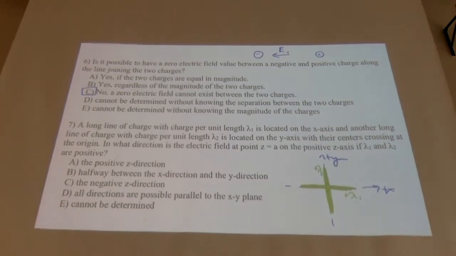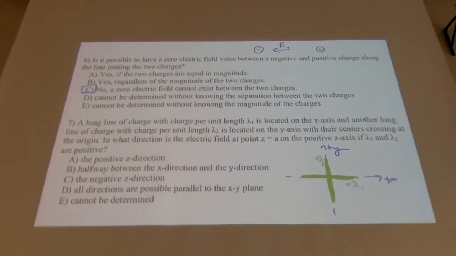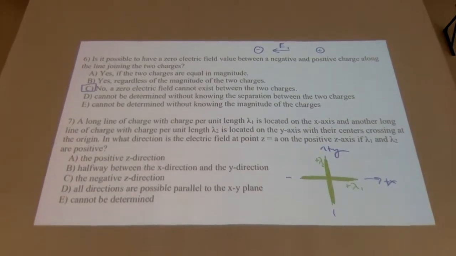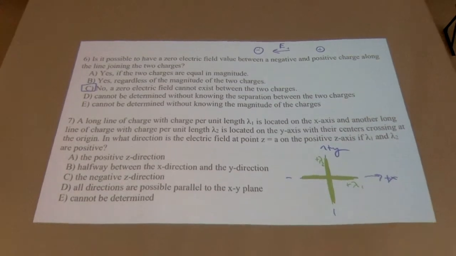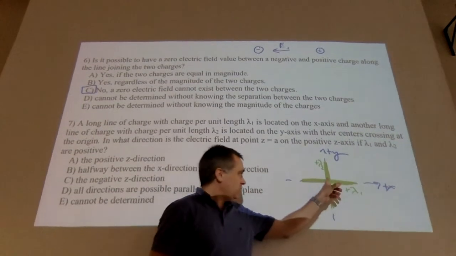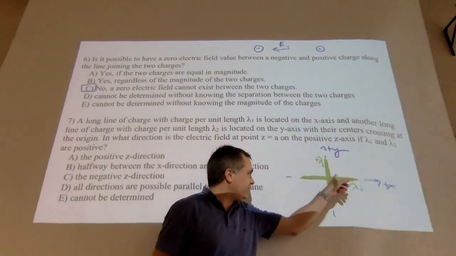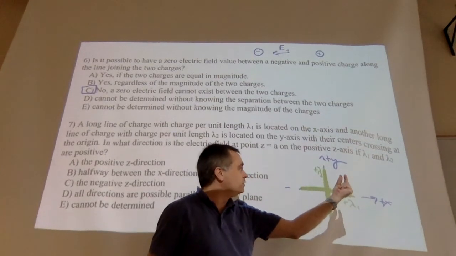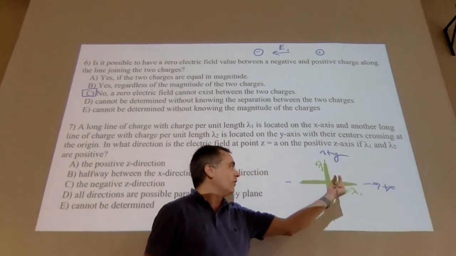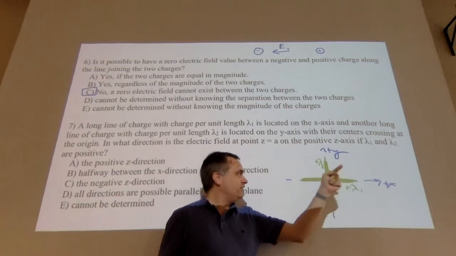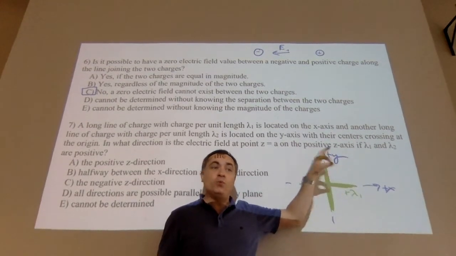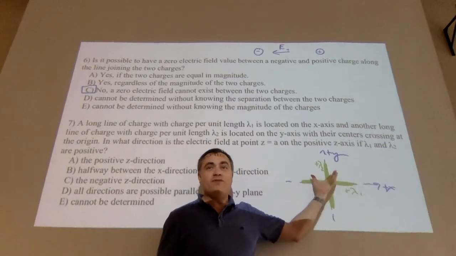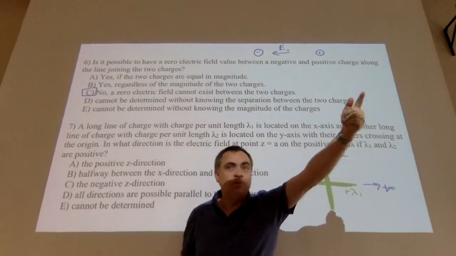In what direction is the electric field at point z equals a on the positive z-axis if both of those are positive? Okay, so it did explicitly say it. In other words, the positive z-axis is coming directly out here. So at some point, and apparently the xy plane is moving all over the place, which makes things a little hard, right? At some point out here, which direction is the electric field? Which way would a positive charge be moved? Yeah, it's going to want to get away from all of this, right? So it's going to point that way.